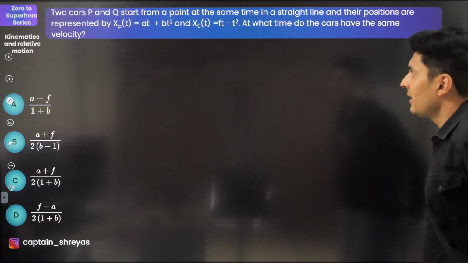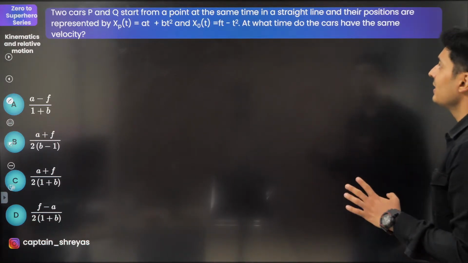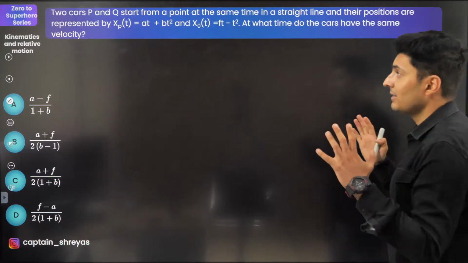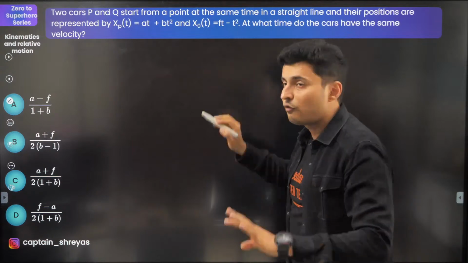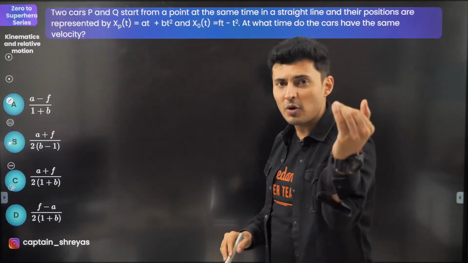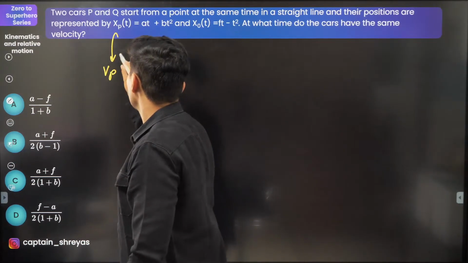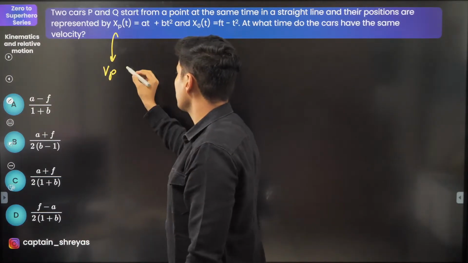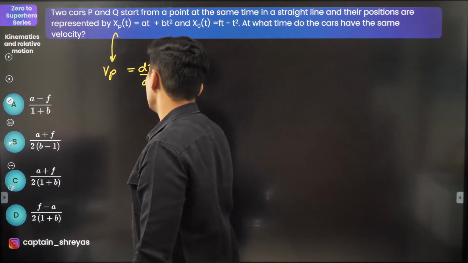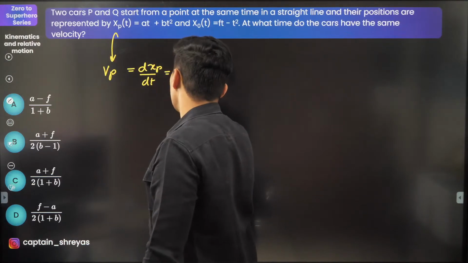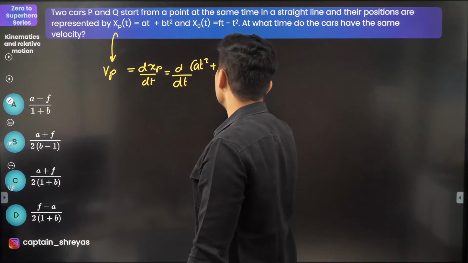Now two cars start from the same point, at the same time, in a straight line. Positions are given by this and this. At what time do they have the same velocity? Position is given, velocity is same. So from position, first find velocity. The velocity of car P, or this particle, will be the derivative of this position with respect to time.